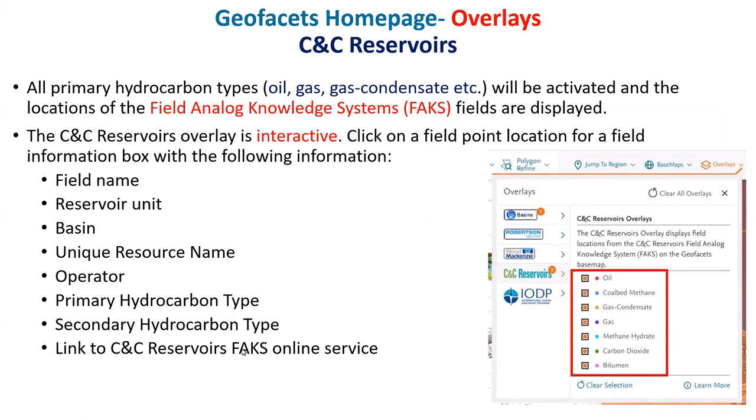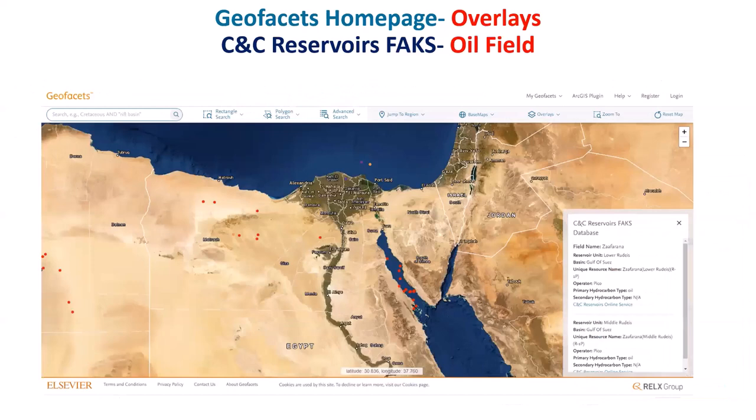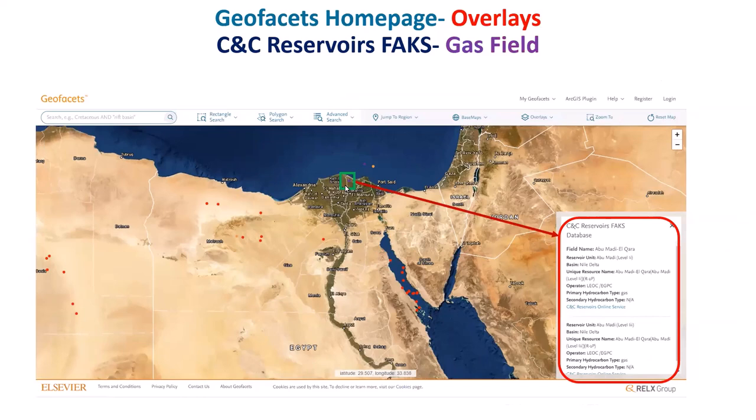So for example, I decided to click on this field right here within the green box, and I got this information. This is the Zafarana oil field. It's in the Gulf of Suez, and it gives you all of the available information about this oil field. And you can get more information, of course, if you click on this link right here. Another one is a gas field within the delta itself. It's the Abu Madi gas field in the Nile delta, and it gives you the operator and what kind of primary hydrocarbon, and again some information about this field. And if you'd like to get more details, you can just click on the CNC link for more details about this field. So it shows you a distribution of all the gas and oil fields all over the world, basically.